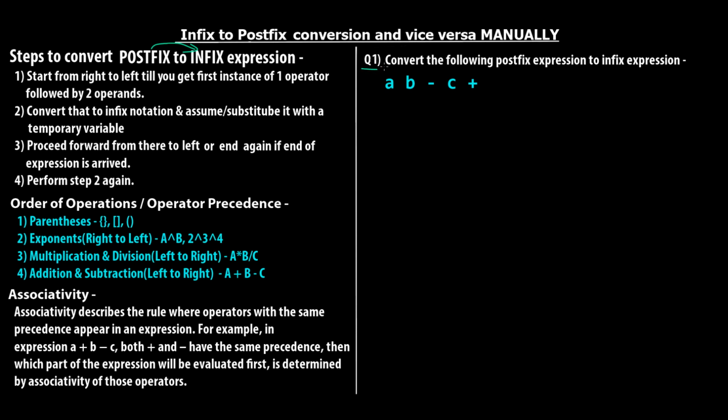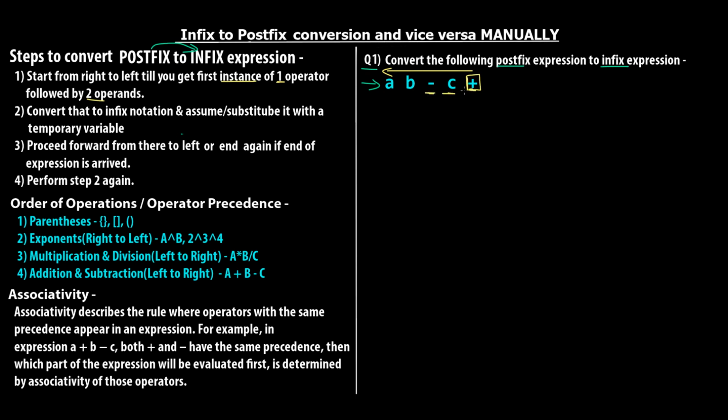So over here in the question you can see convert the following postfix expression to its infix format. We've been given a postfix expression, and the steps involved are, first we have to start from right to left. So we already did prefix to infix in the previous tutorial. There we were starting from left to right. Over here we are going to start from right to left, that is in this order, and we will keep moving till we get the first instance of one operator followed by two operands. So we should have one operator followed by two operands.